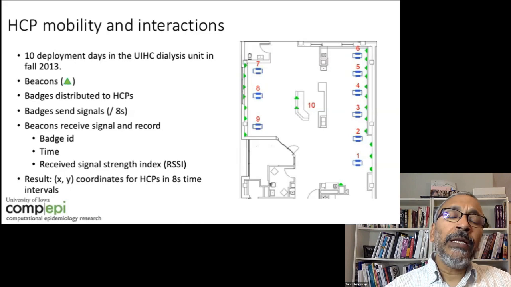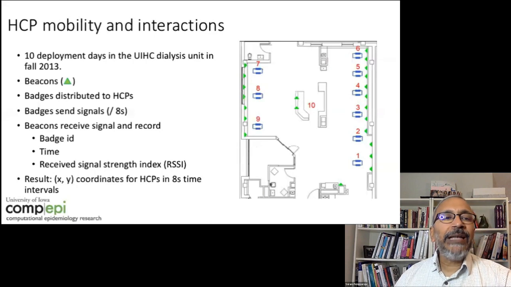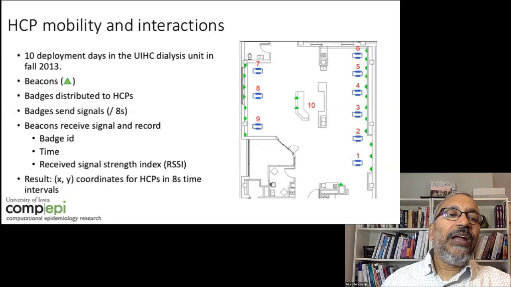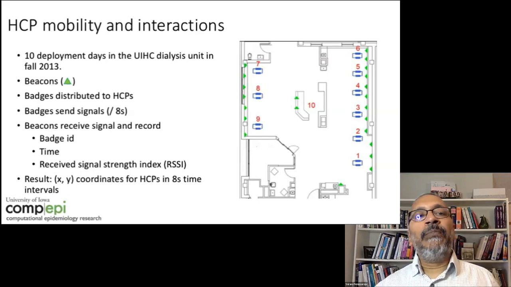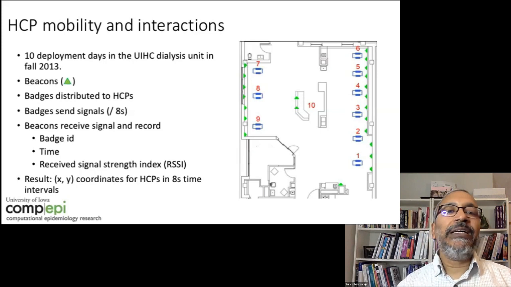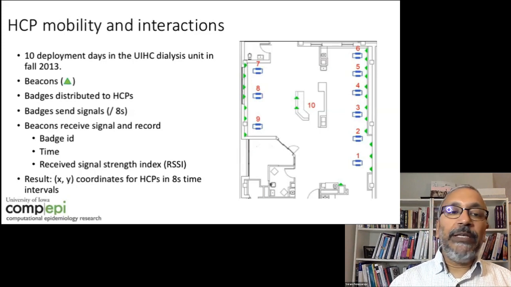So when a healthcare professional would start a shift, they would pick up a badge from a box of badges that were available. And these badges send signals every 8 seconds, and static beacons receive these signals and record the ID of the badge, the time of the signal, and the RSSI values of these signals. And using this and using a fair amount of cleanup, we were able to extract XY coordinates for these healthcare professionals at basically 8-second time intervals. And this formed the basis of the HCP mobility and HCP patient interactions that we used in our simulation.